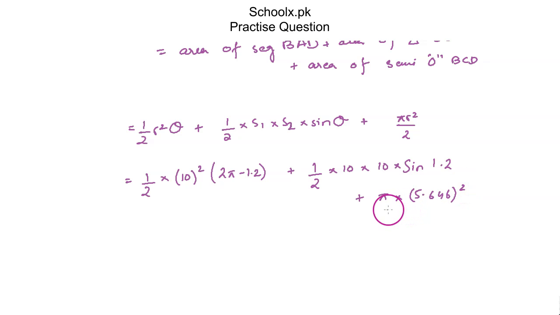Now be sure to put your calculator into radian mode before solving this, because here the angle is taken in radians, and the formula half r squared theta, and the formula for finding the arc length, which is r theta, are only applicable when the angle is in radians. So if I compute this, I'll get 350.83 centimeter squared.